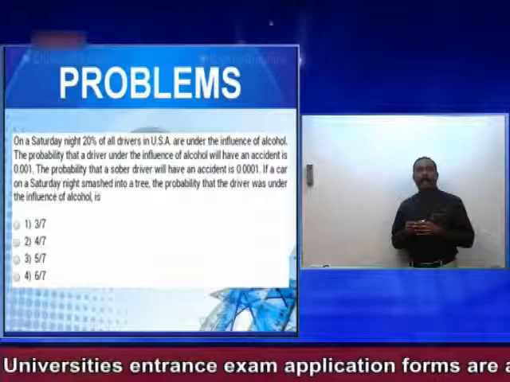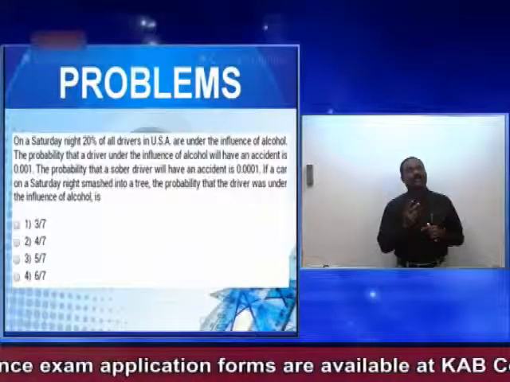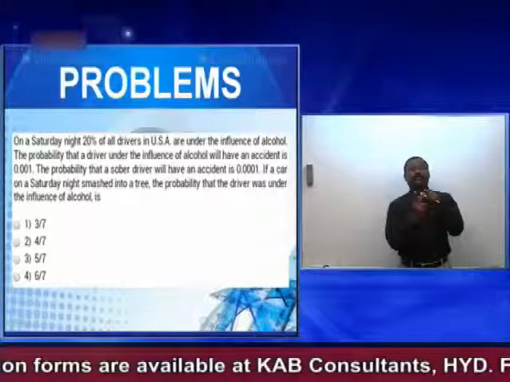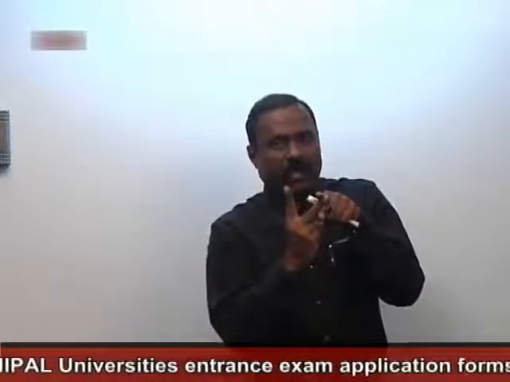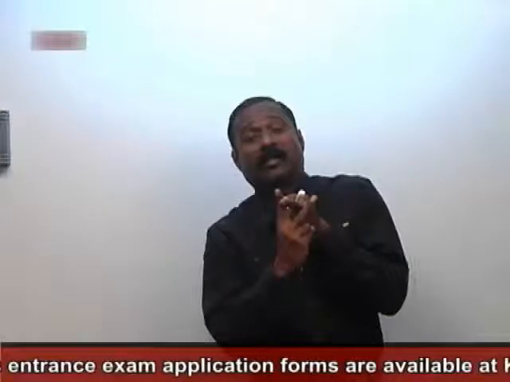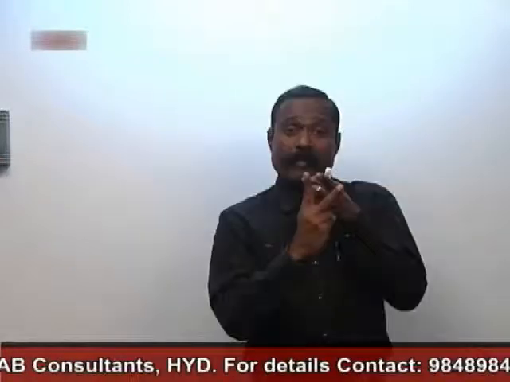So, here two cases are occurring. Number one, the driver without taking alcohol. Number two, the driver taken alcohol. Two cases are there. So, whenever drivers are of two types, one is under the influence of alcohol, another one is not under the influence of alcohol, then the accident may happen with the first driver or it may happen with the second driver.